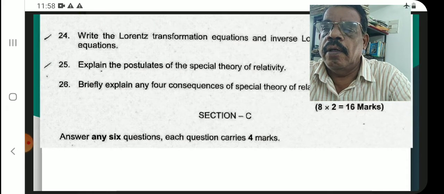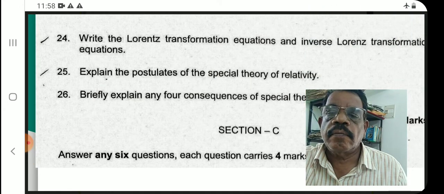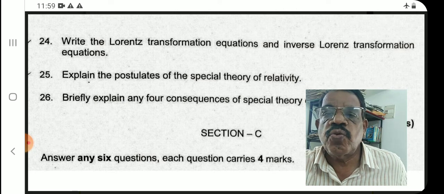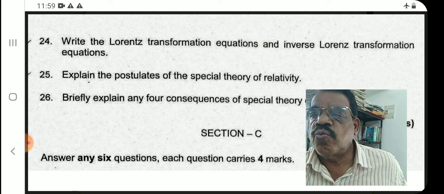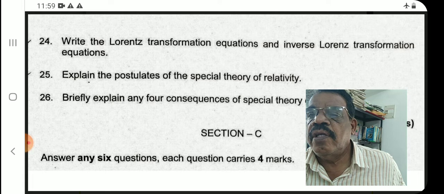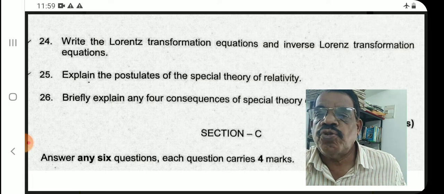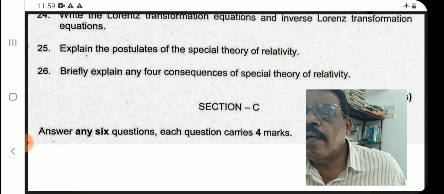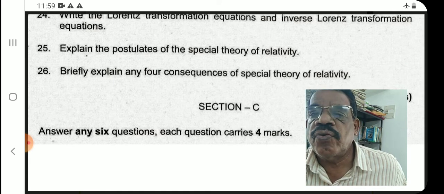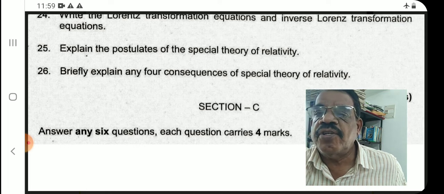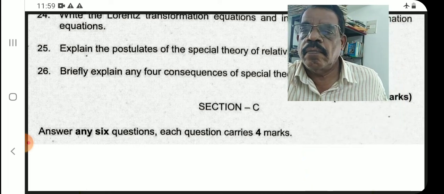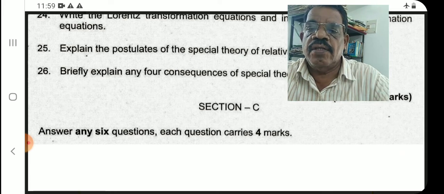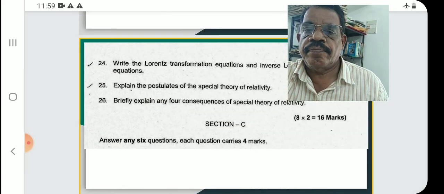Next question, number 24, write the Lorentz transformation equations and inverse Lorentz transformation equations. Number 25, explain the postulates of special theory of relativity. Number 26, briefly explain any four consequences of special theory of relativity. Section C, answer any 6 questions. Each question carries 4 marks.